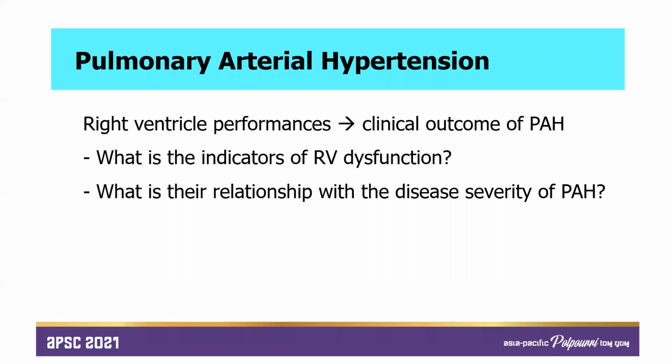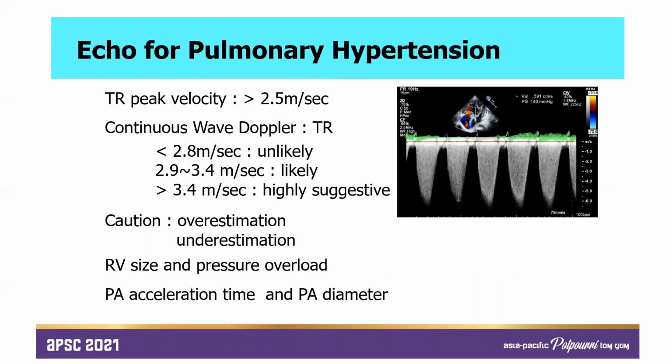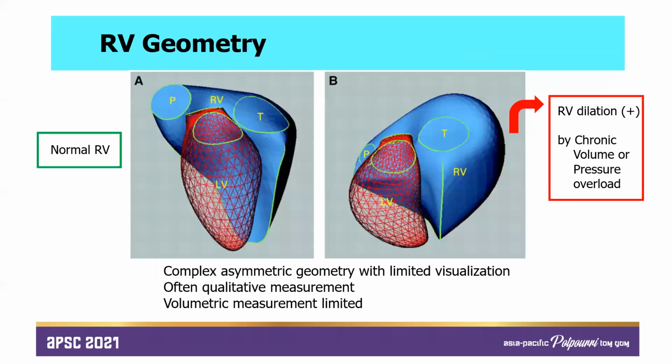However, the indicators of RV dysfunction and their relationship with the disease severity of pulmonary arterial hypertension remain to be defined. So far, echo is used to find pulmonary arterial hypertension: TR peak velocity on continuous wave Doppler measurement greater than 2.5 meter per sec, RV and RA size and pressure change, and pulmonary artery size and flow acceleration, etc.